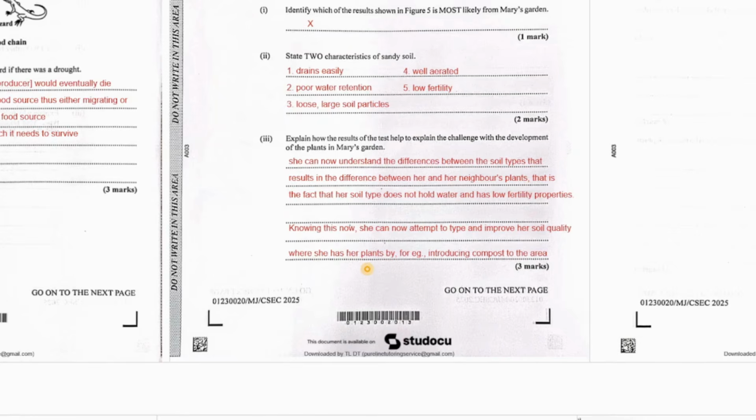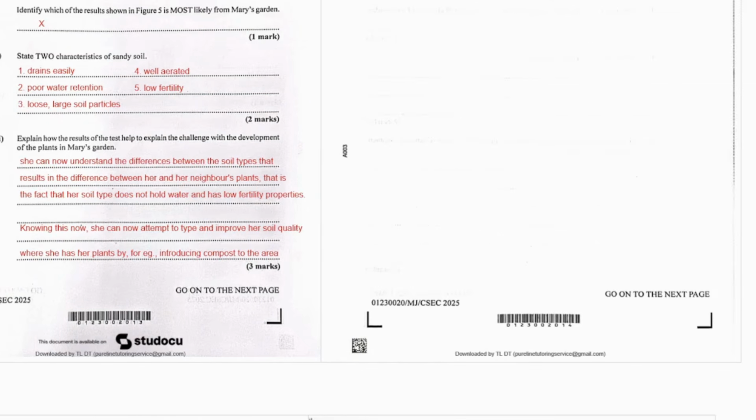So just as an extra layer, I put that knowing this, now she could attempt to try and improve the type of soil quality that she has, by probably introducing compost into the area to improve the soil composition.